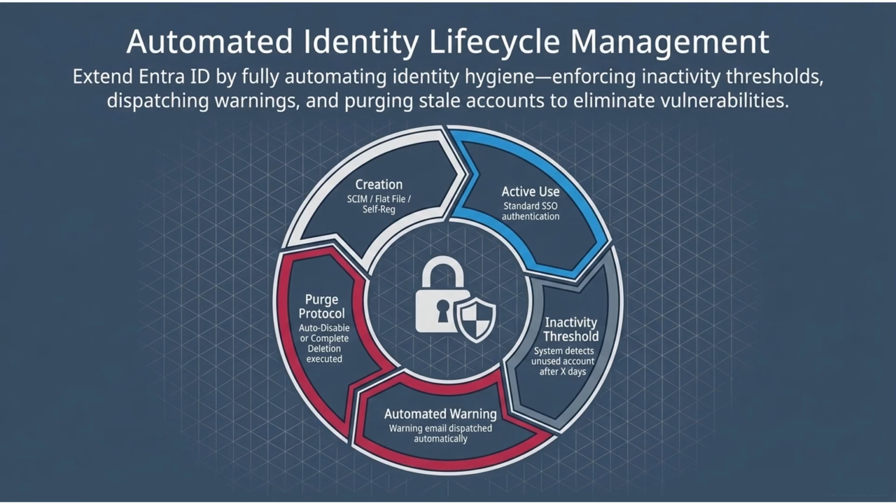So instead of waiting for a manual audit every 6 months, the system takes automated action. It dispatches an automated warning email like, hey, you haven't logged in. Do you still need this? And if there's no response, it executes the purge protocol. It either auto-disables the account or completely deletes it. Just like that, the loop is closed, the vulnerability is eliminated, and the IT team didn't have to lift a finger.